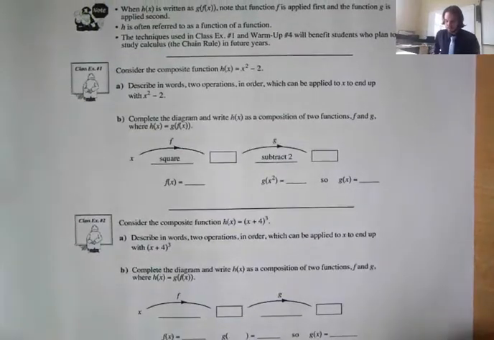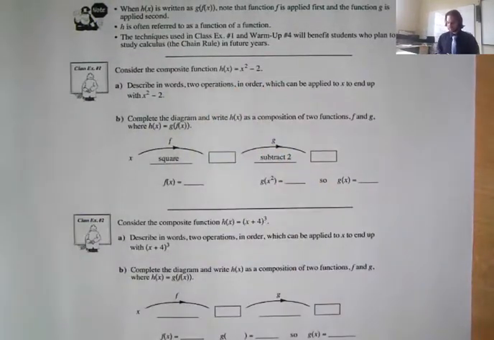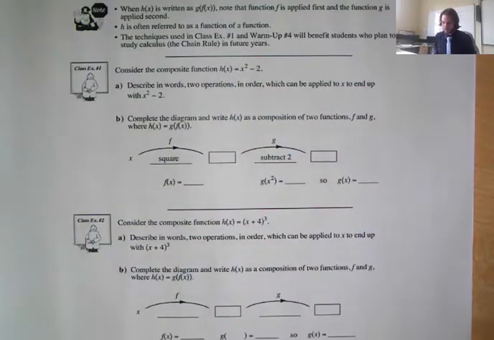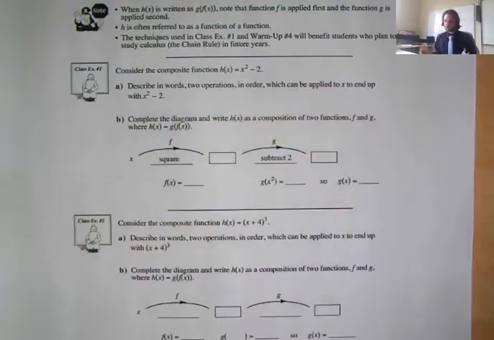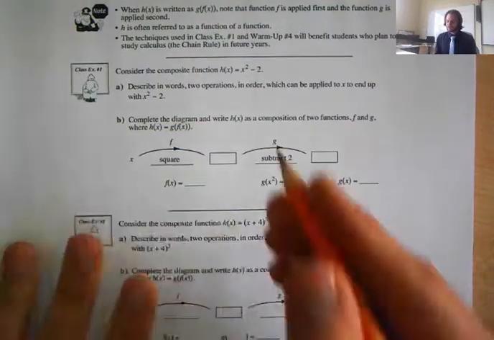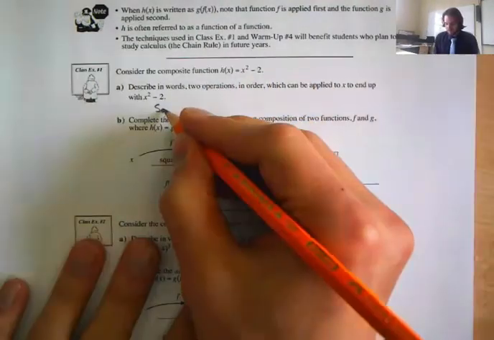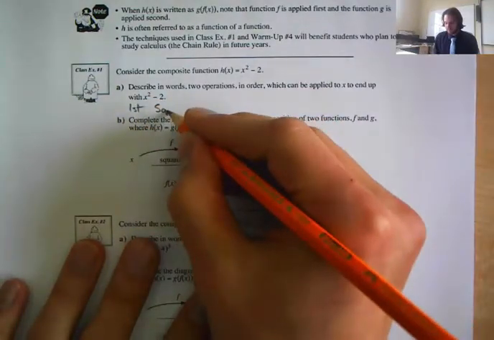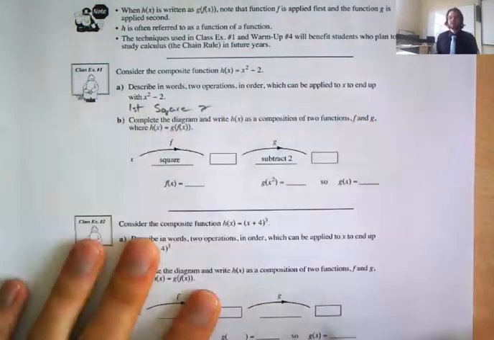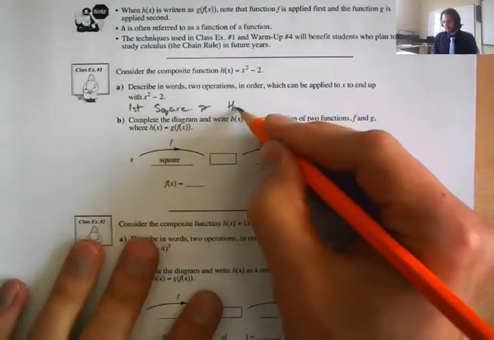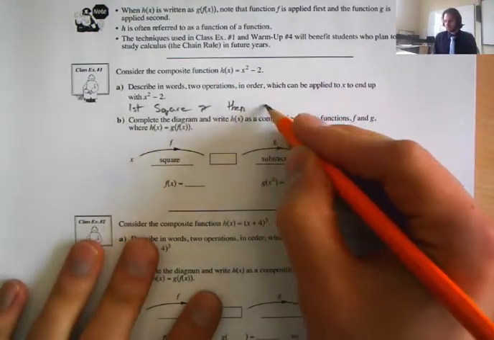Let's start off here, and it says consider the composite function. I have x squared minus 2. How does this work? So describe in words the order in which we apply it. Well, the first thing I do here is, remember BEDMAS? I square x. So first, square x. Then, what are we going to do? Then, I subtract 2.